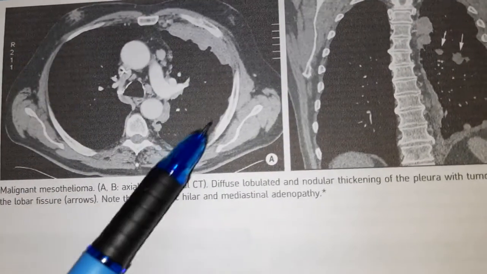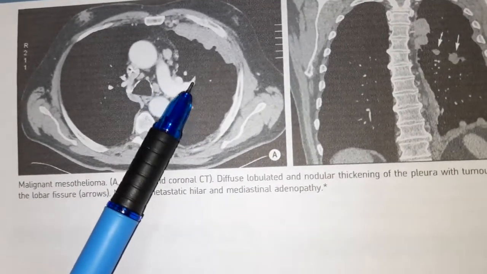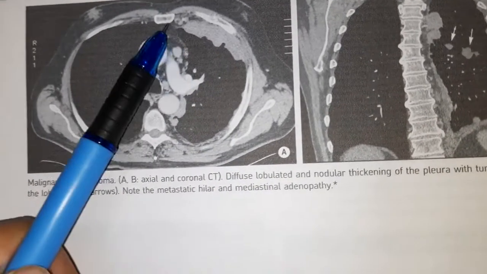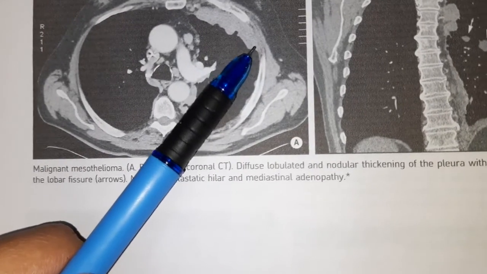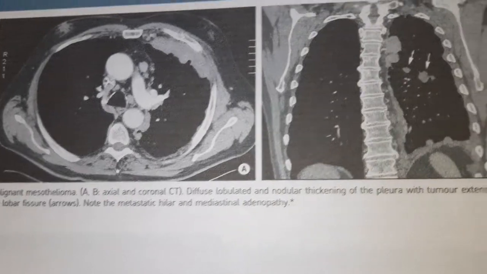So this is what is seen in CT scan, but in this picture you cannot see the pleural effusion, but you can be sure that there is a nodular pleural thickening which is resembling malignant mesothelioma.